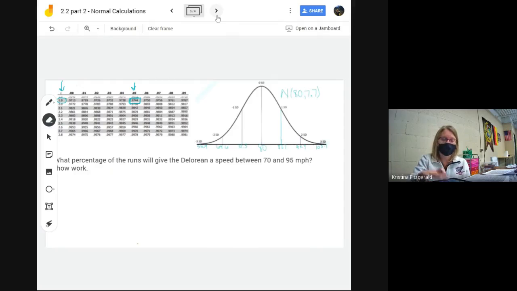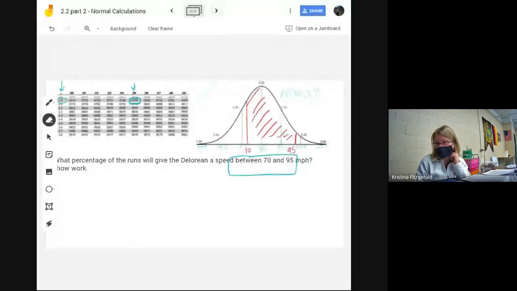So the next thing we want to look at is another situation, which is between. How would I look at a between situation? In this case, they want to know what's between 70 and 95. So I'm going to mark it out. 70 and 95 is almost at 2 standard deviations, but not quite. Shade this part that I want. And now I have 2 locations.